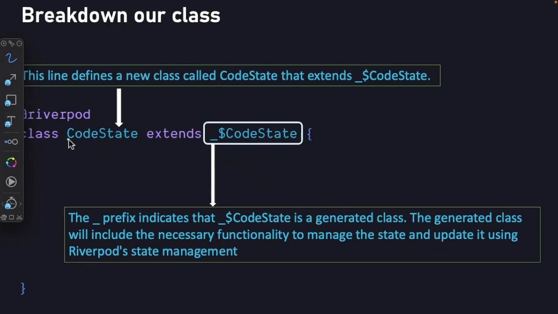So when we are creating a class for our Riverpod classes, if we are extending, we create our class here and it should extend something like this. It should start with this $$ and then we put our class name here.